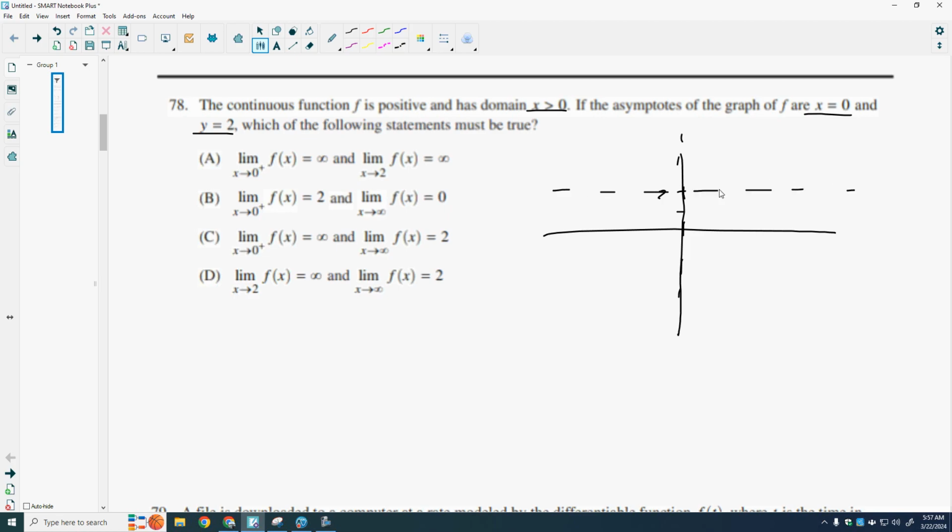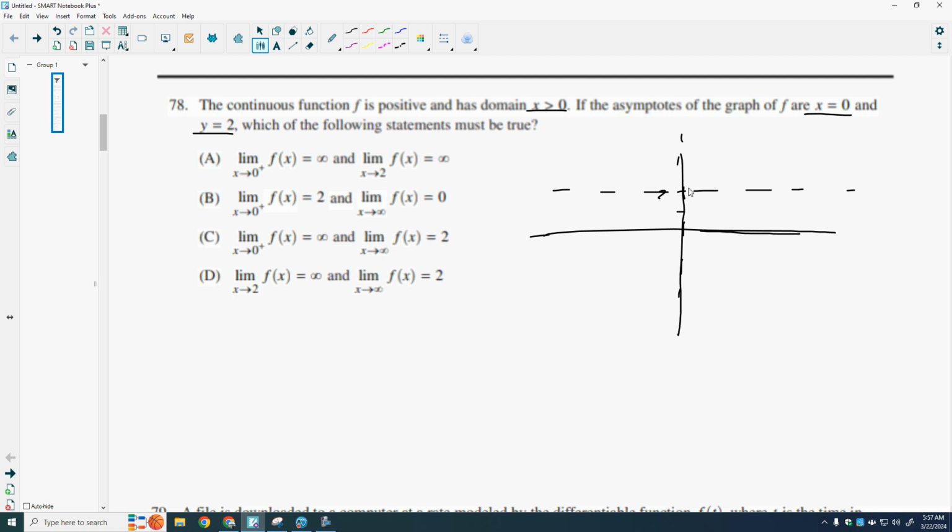Also, the function is strictly positive, and the domain is strictly positive. So my function is strictly up here. There was a lot in those words. The continuous function f is positive, meaning my y values are positive. My graph is completely above the x-axis. The domain is positive, meaning it's in only the first quadrant.